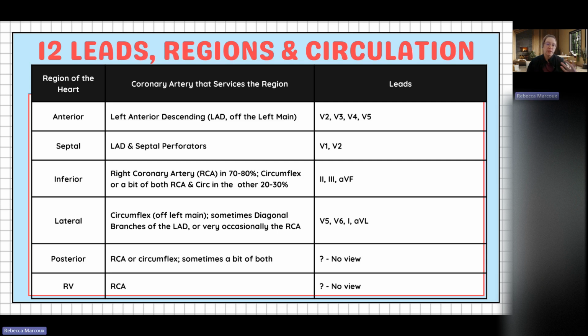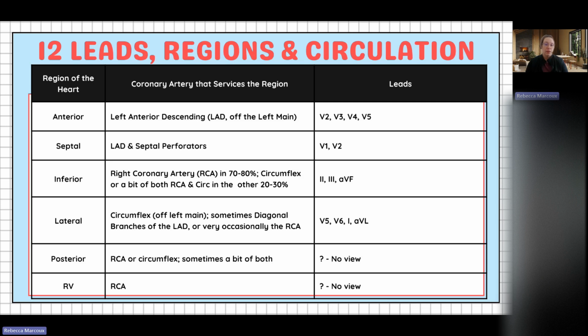So then again, this is all the blood vessels with the regions, and now we're thinking about our leads. When we're thinking about leads, our anterior is going to be V2 to V5 usually. Septal, V1, V2. Sometimes we'll also see V3 mixed in if we have just a septal infarct. Inferior leads, we're looking at lead 2, lead 3, and aVF. And in the lateral portion of our left ventricle, we want to look at V5, V6, lead 1, and aVL.